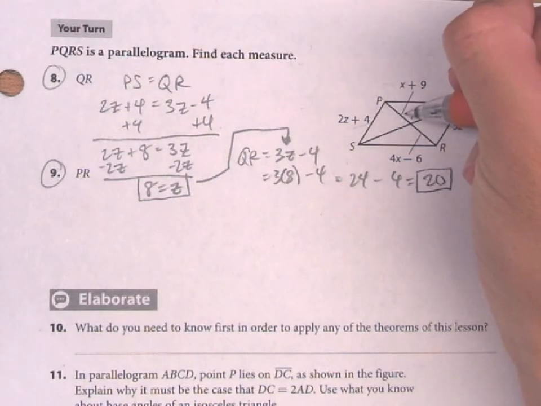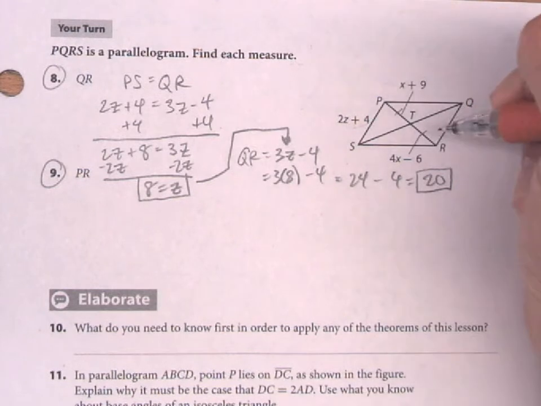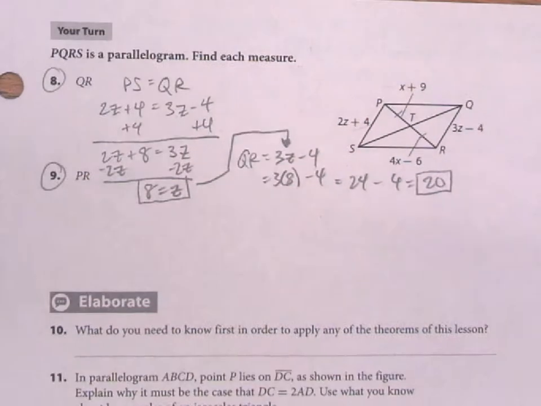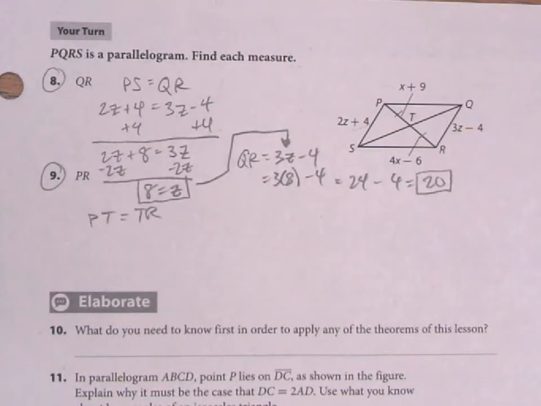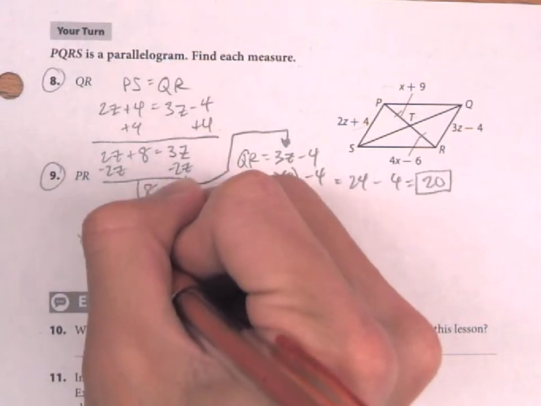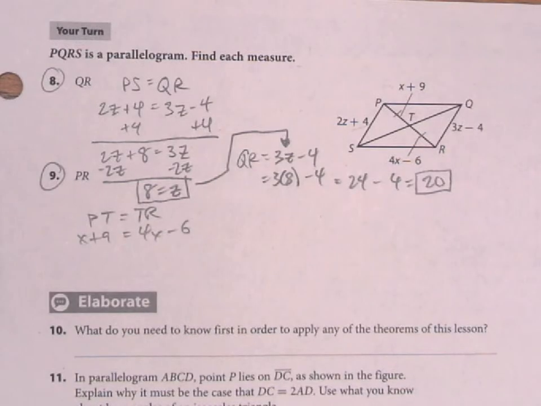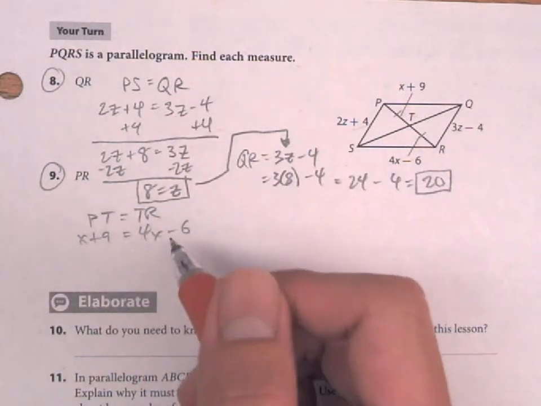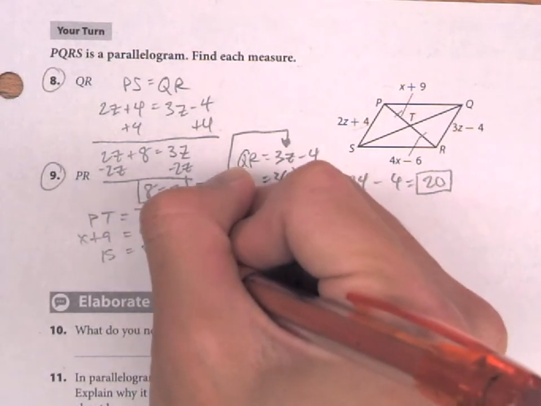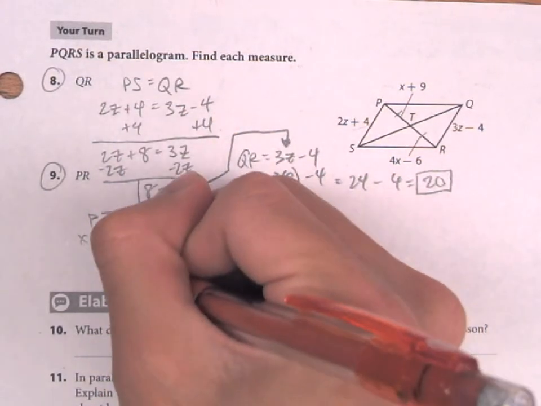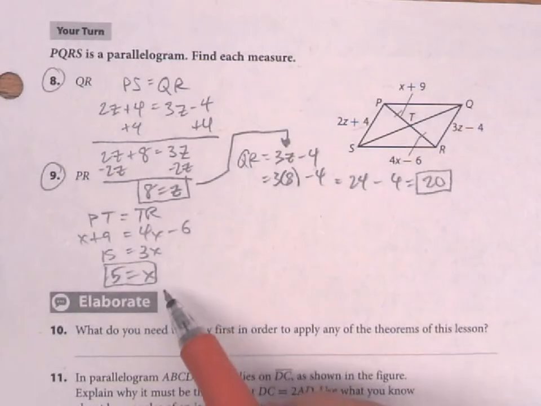Let's see. What I see is this segment is the same as this one, right? If they're the same, that means PT has to equal TR. So in order to solve this, this is just x plus 9 equals 4x minus 6. You know what, I'm not going to show the individual steps, I'm going to run out of room. If you do this correctly, I believe this is 15 equals 3x divided by 3, and you get x equals 5. Okay, so that's part of it.